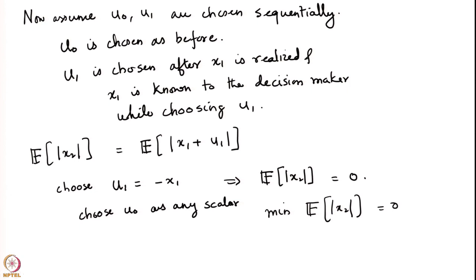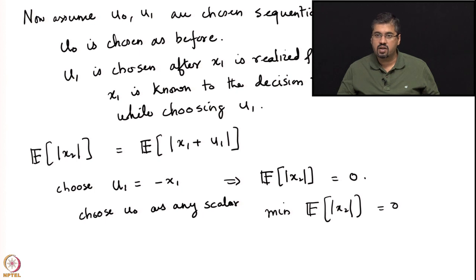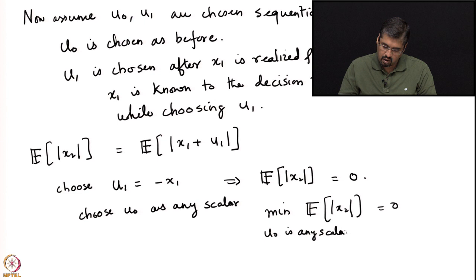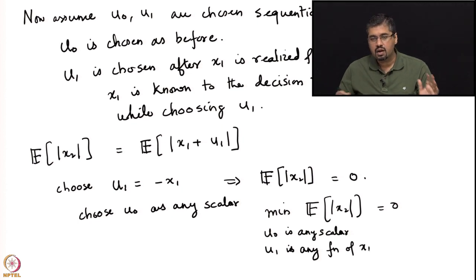Now notice here that we cannot just simply write this as an optimization problem, because we are not looking for just scalar values. You need to be careful about what information is being supplied while choosing every decision. So here this is minimized such that u0 is any scalar and u1 is any function of x1, right. In that case, the optimal value that we get is 0. So what we have seen here, therefore, is the role of information.